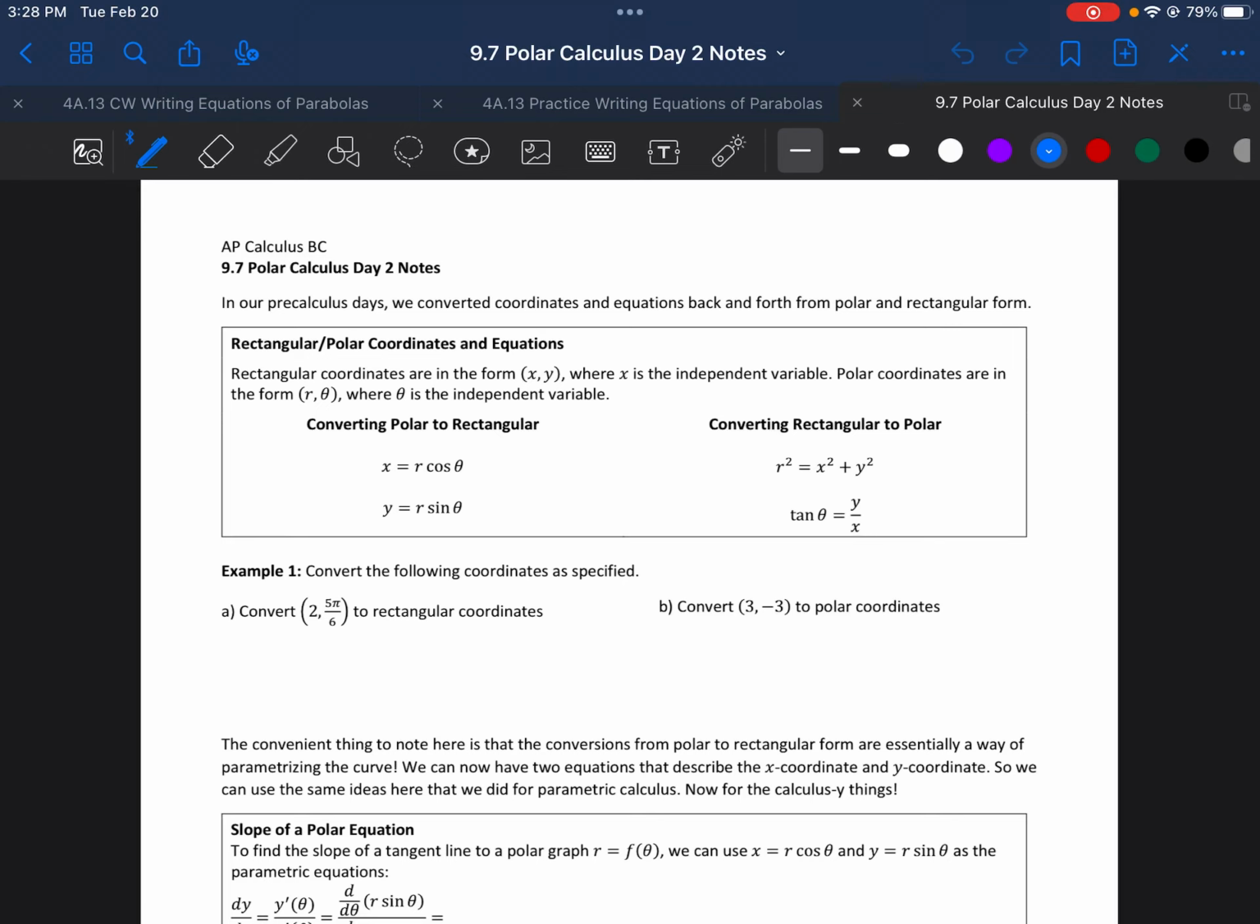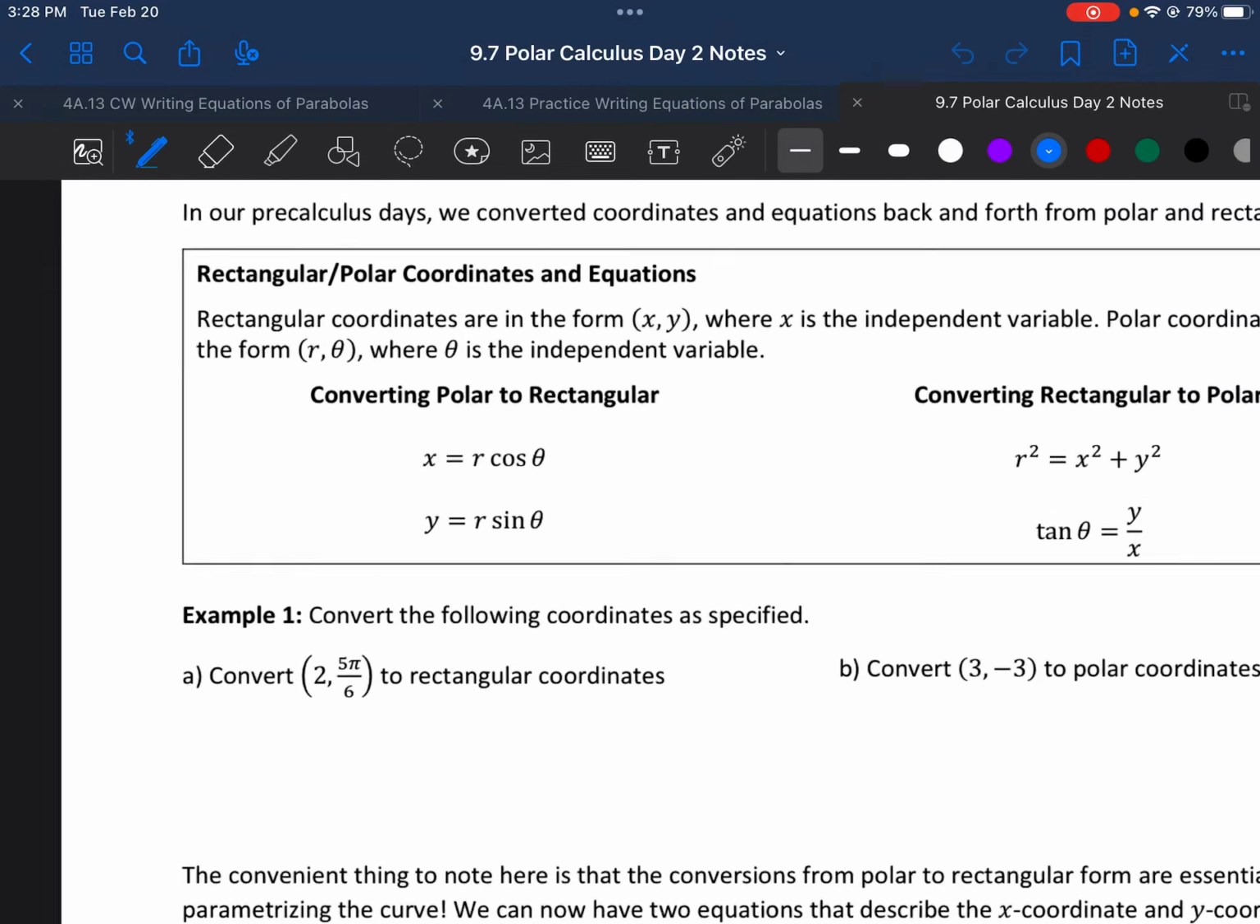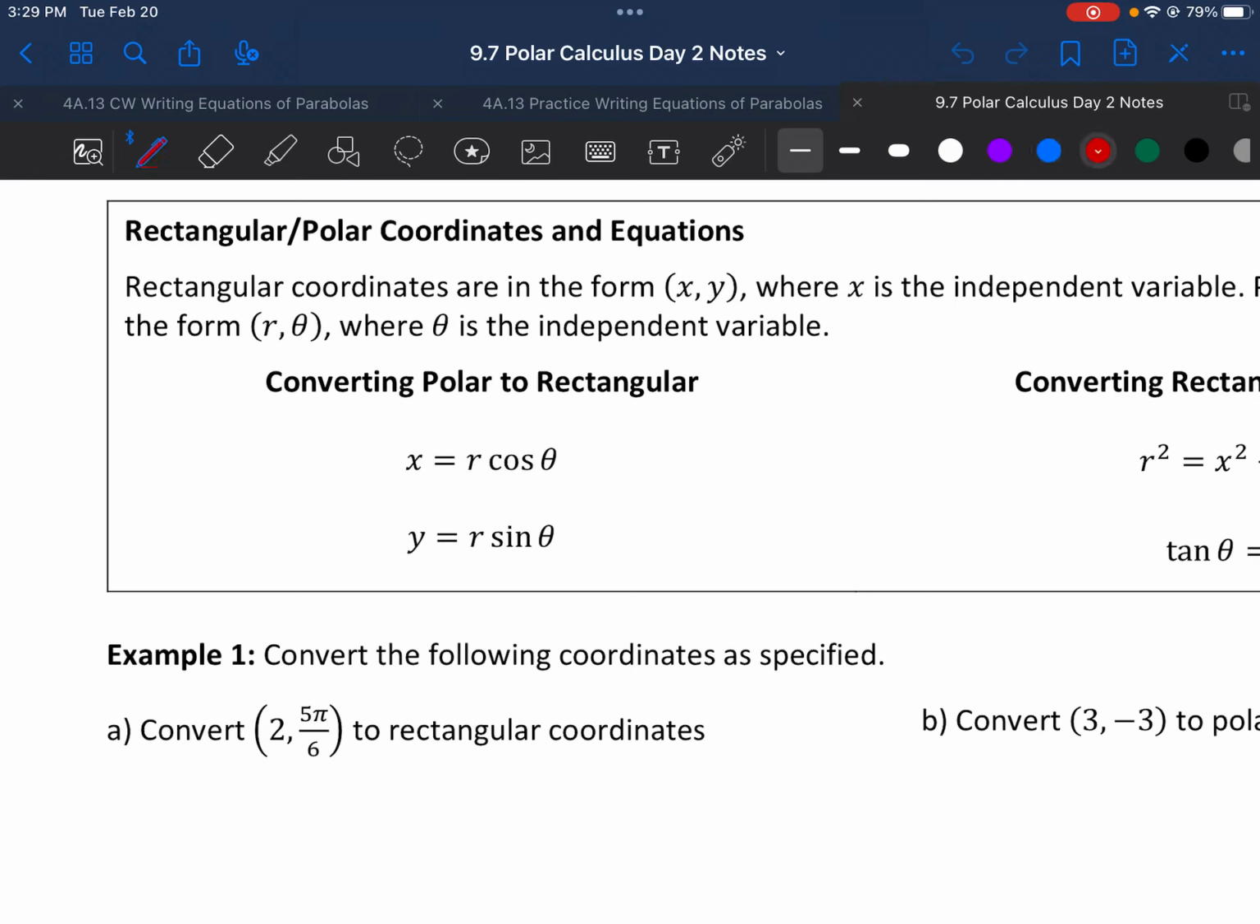So rectangular coordinates are in the form x comma y, where x is the independent variable, and polar coordinates are in the form r comma theta, where theta is the independent variable. So formulas that will allow us to convert from polar to rectangular are these two right here. X equals r cosine theta, and y equals r sine theta. Notice that since we have x and y defined in terms of theta, this means these are parametric equations.